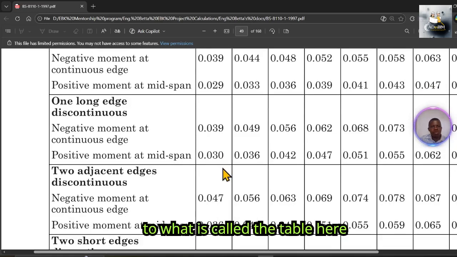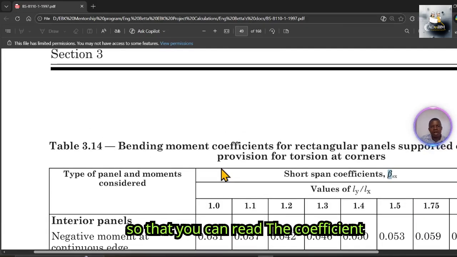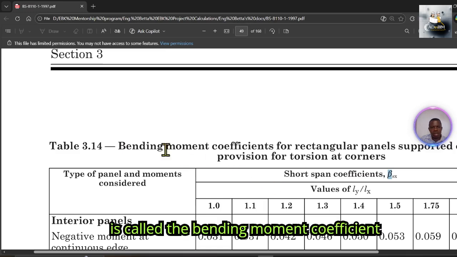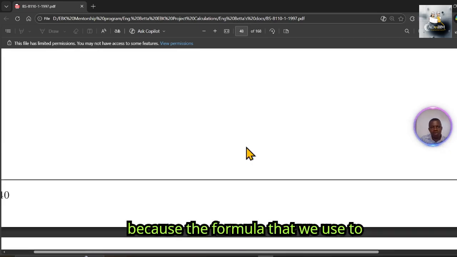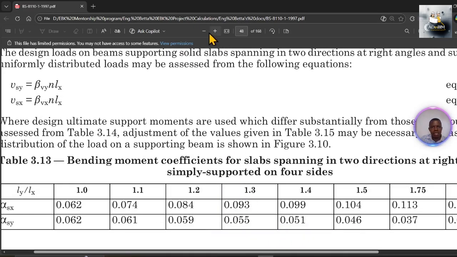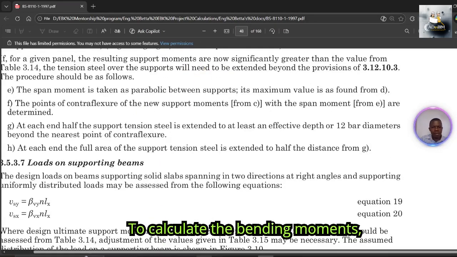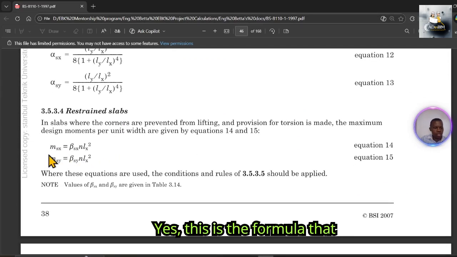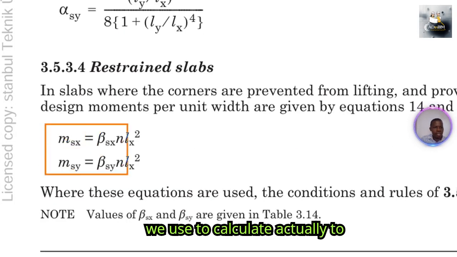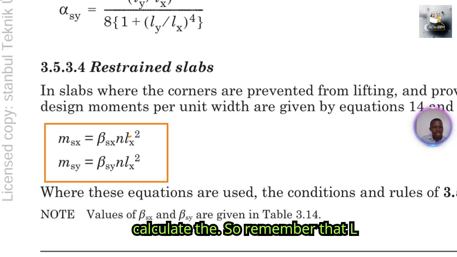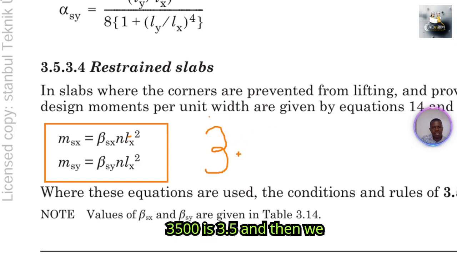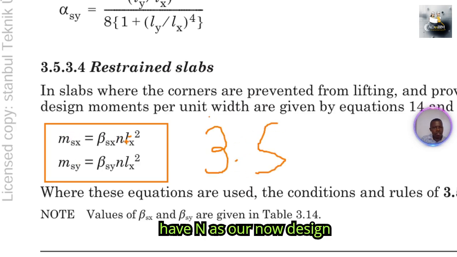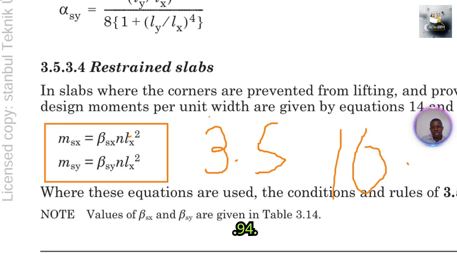First, you come to the table here so that you can read the coefficient. This is called the bending moment coefficient, because the formula that we use to calculate the bending moment is here. Yes, this is the formula we use. Remember that L is the length of the shorter span, which is 3500, so 3.5. Then we have n as our design load, which is 10.94.